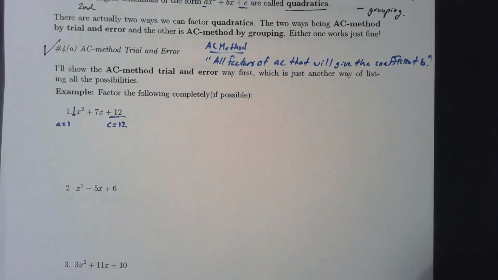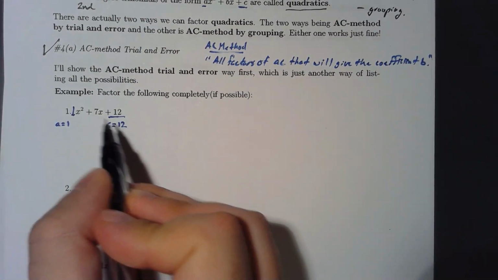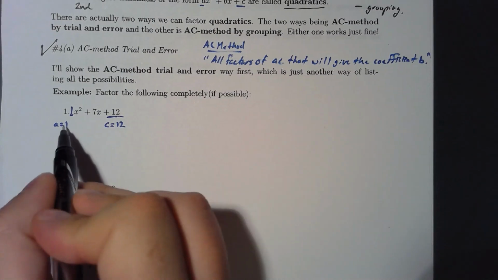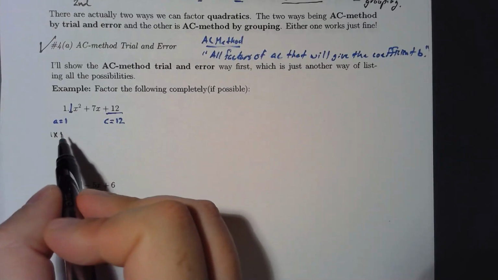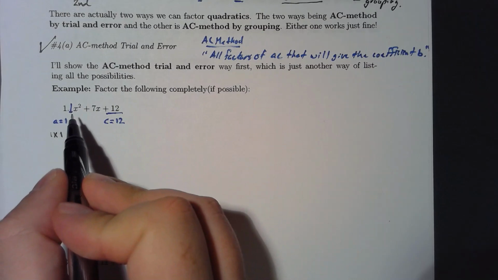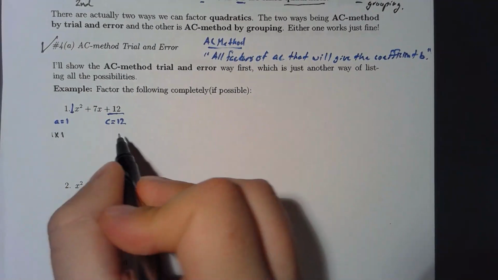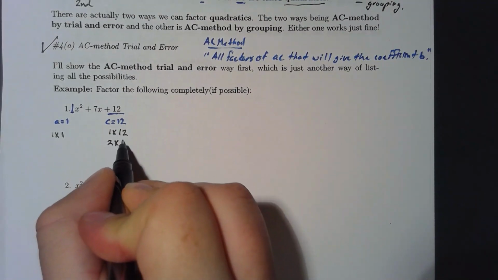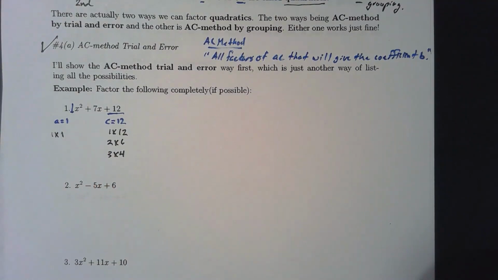So what I want to do here is I want to look at all the possible factors of A times C that are going to give me 7. So what are the factors of 1? Well, that's easy. 1 times 1. In other words, since that's the case, I don't have to worry about it because I don't have to factor 1. My leading coefficient is 1. It's really easy. What are the factors of 12? Well, 1 times 12, 2 times 6, and 3 times 4.